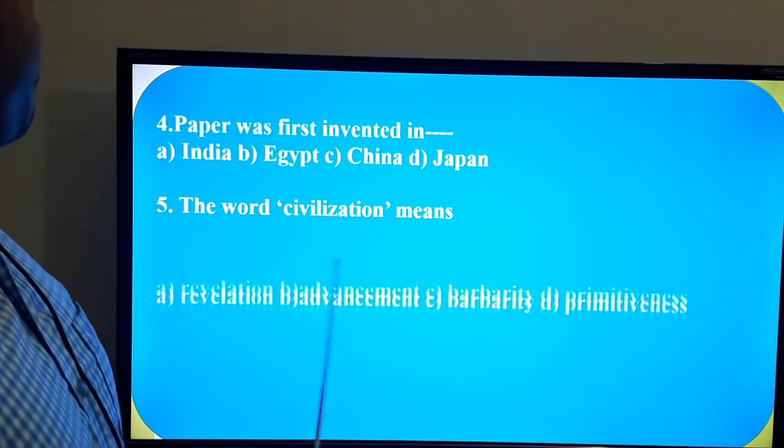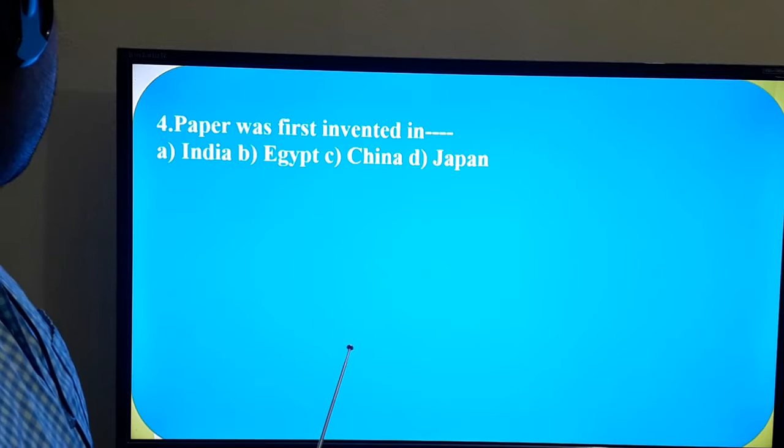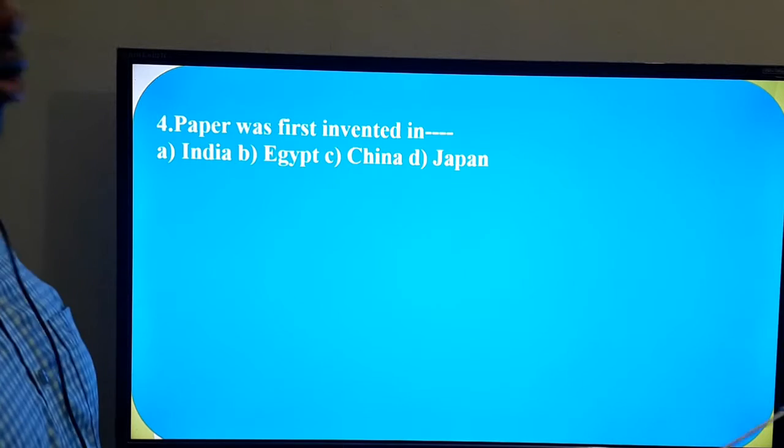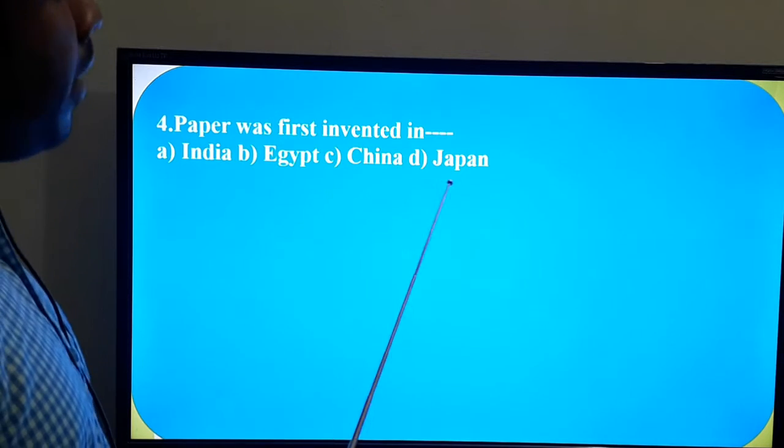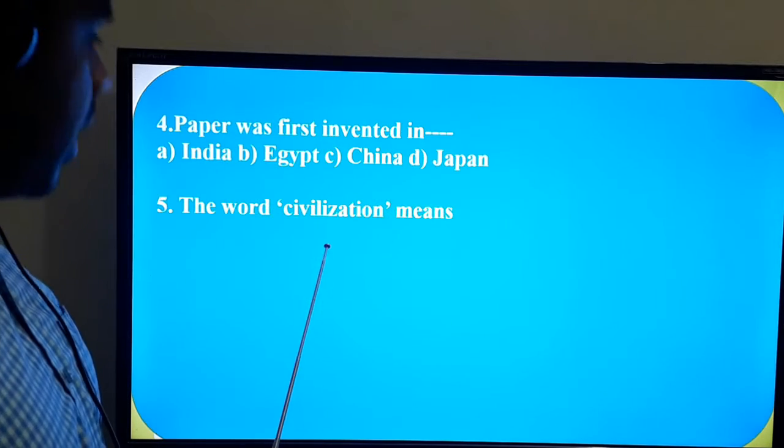Number 4, paper was first invented in which country? India, Egypt, China, Japan. What is the answer? I think you got that, it is China. The paper was first invented in China.